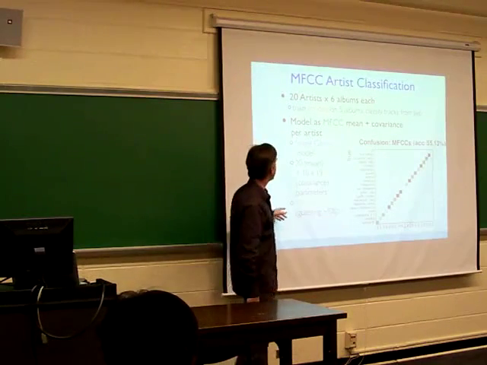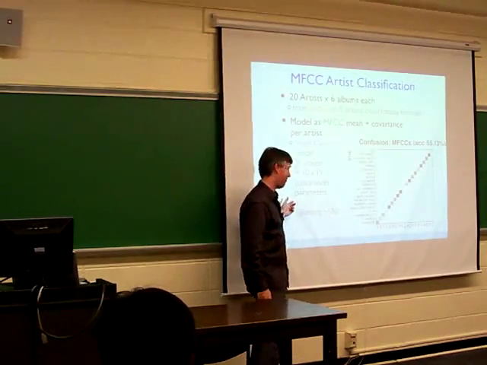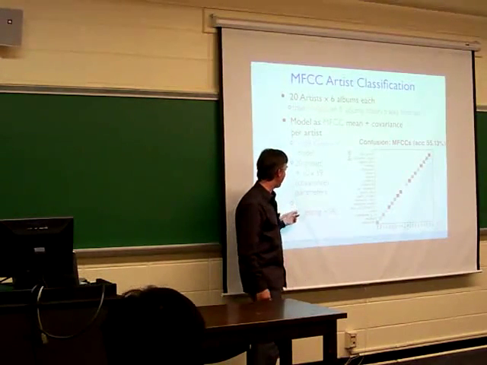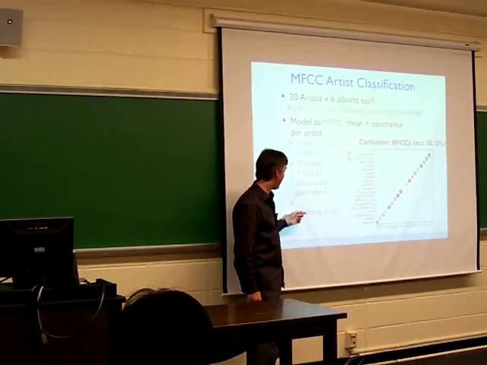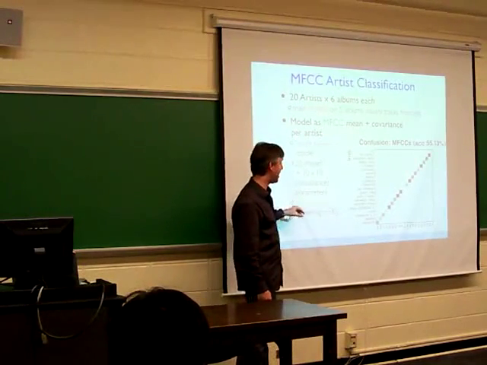For this particular experiment, we got 55% correct for artist classification, which is not dramatic. It's not like the 90% in the talk. But if you were just guessing at random, because this is a balanced data set, you'd only get 5%. So it's clearly much better than random.